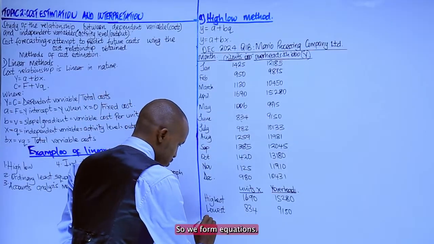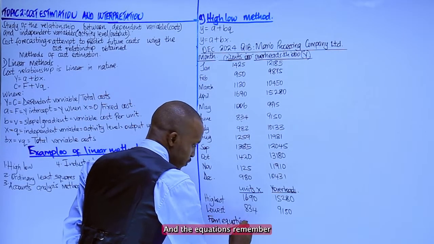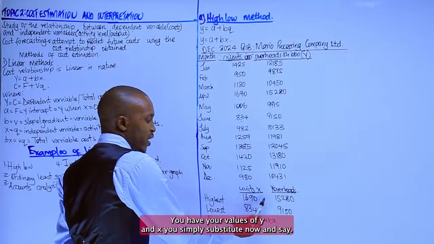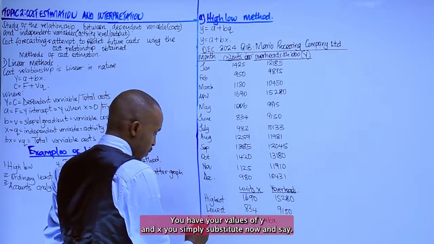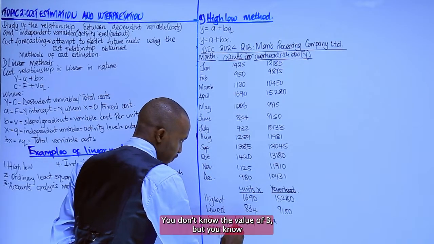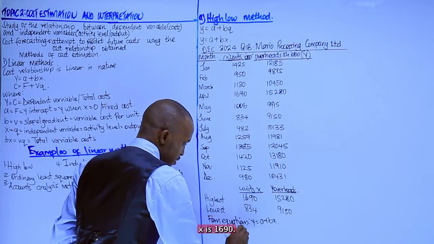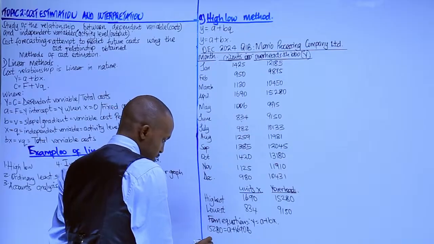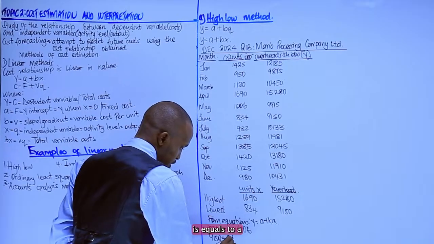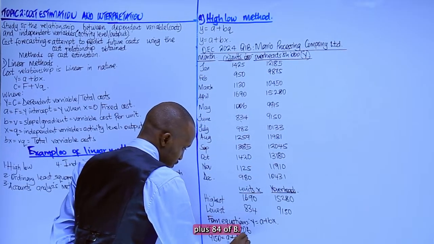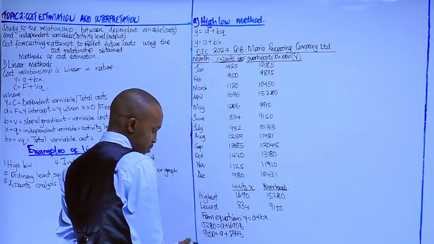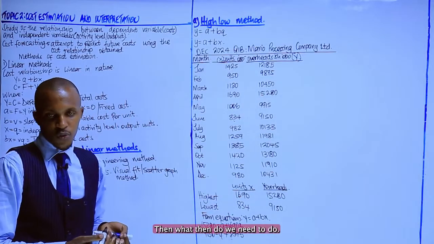So we form equations. And the equations, remember, should be of the form y is equals a plus bx. You have your values of y and x. So you simply substitute now and say 15,280 is equals to a. You don't know the value of b, but you know x is 1690. The second one will be 9150 is equals to a plus 834 of b. 834 of what? B. Okay, that is that. Then what do we need to do?